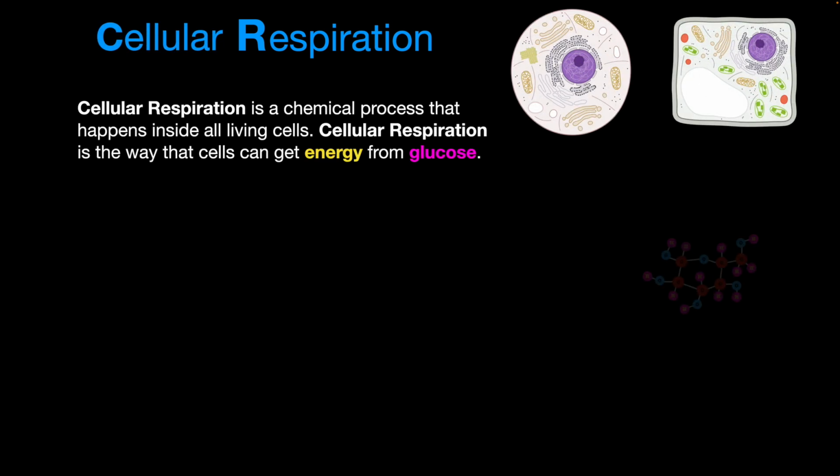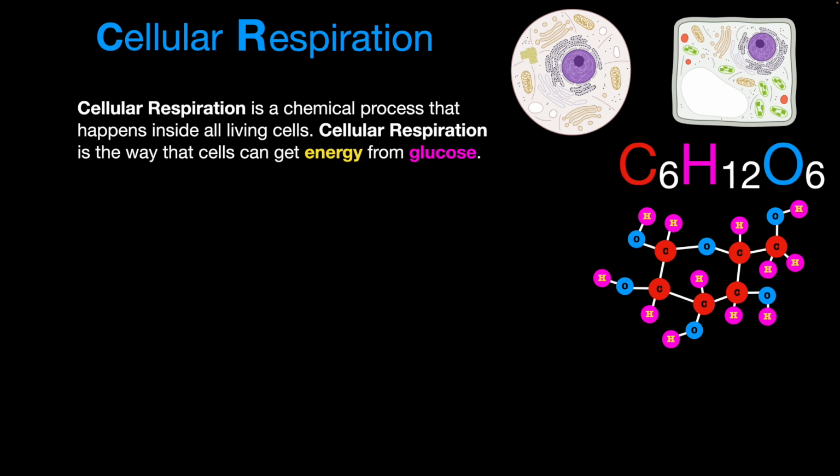And we can call it cellular respiration because it happens inside cells. Cellular respiration is a chemical process that happens inside all living cells at some point. Cellular respiration is the way that cells can get energy from glucose, which is this huge molecule over here on the right. It's a molecule of a very simple sugar, glucose.